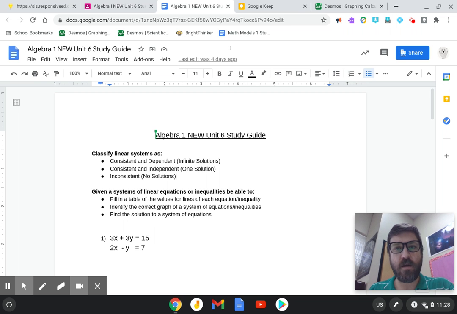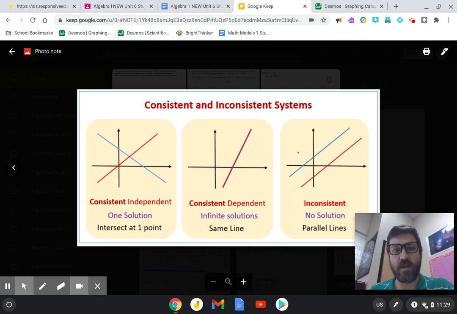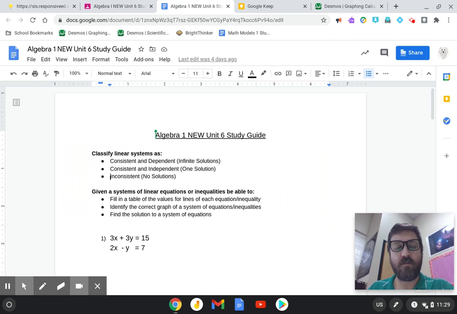First topic here, I've given you a visual aid for knowing those three categories. Consistent independent systems have one solution. They intersect at one point. Consistent dependent have infinite solutions and represent the same line. And inconsistent are ones that have no solution. In other words, they're parallel lines. So this is the information you need to know for that portion of the test. You need to be able to look at a system of equations and know which of the three categories it falls under.